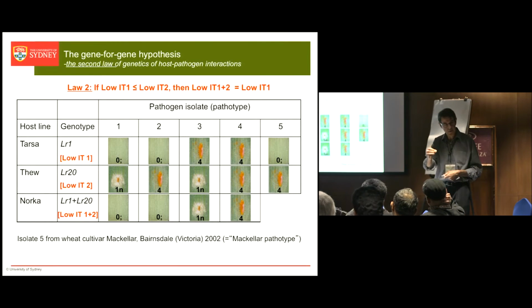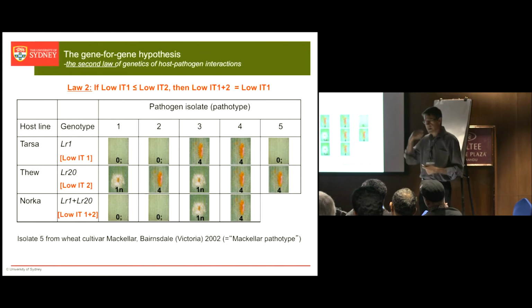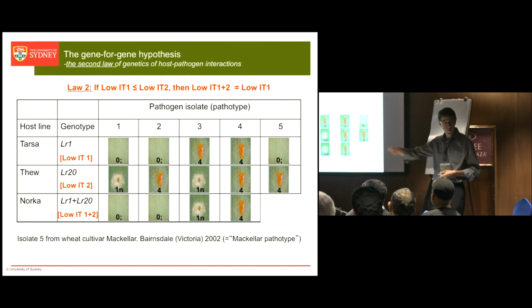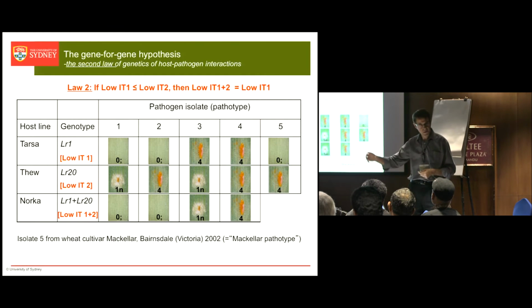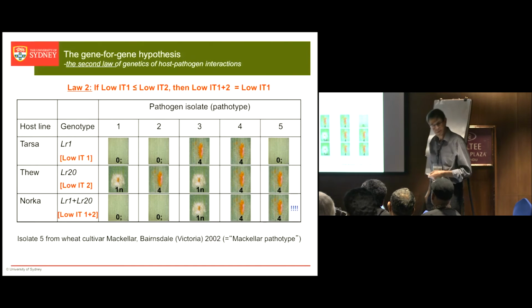I see Tarsus giving me a 0. I see Thews giving me a 4. And I'm thinking of the gene for gene hypothesis. So I'm thinking to myself, this is what I should see, right? Before I even got to Norca, I'm working my way through the set and I'm thinking, okay, Norca's going to be a 0 fleck. And it was that.